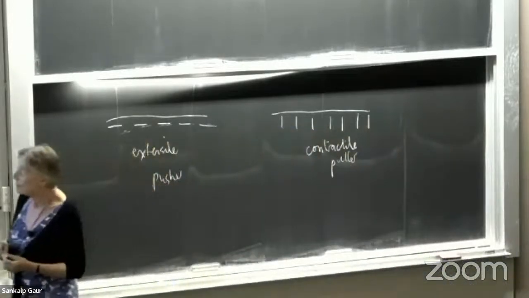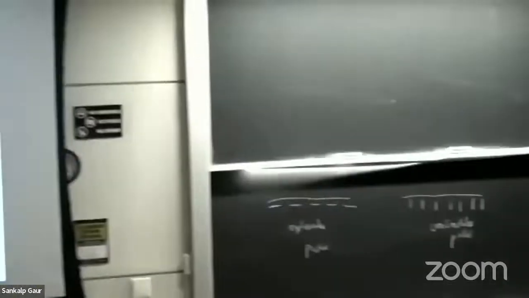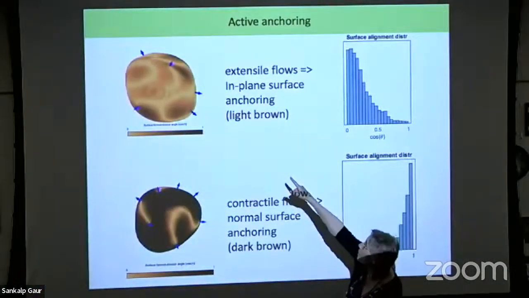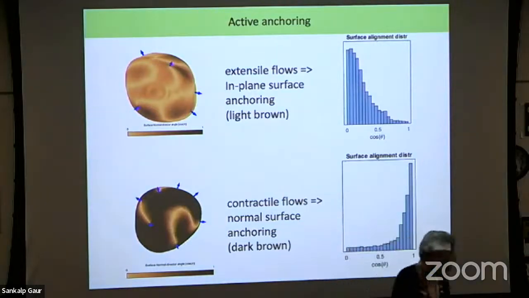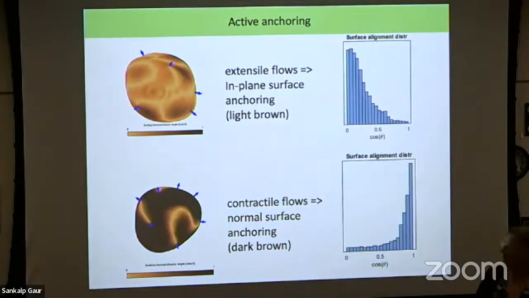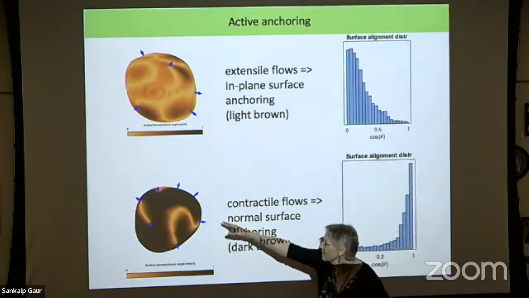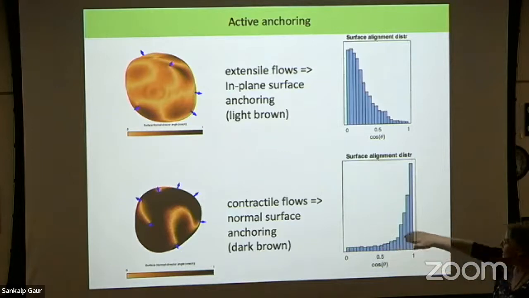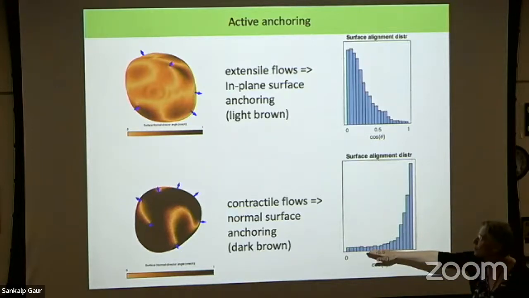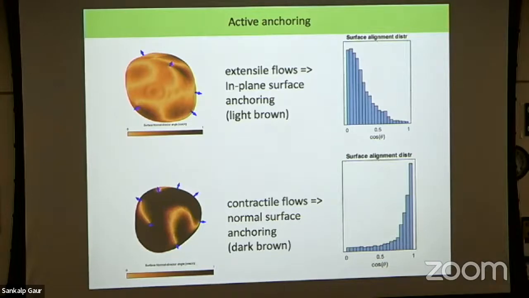So you get a different sort of surface anchoring. The light brown one shows that you have an in-plane surface anchoring if you have an extensile drop. Have it about the right way around? Yeah. And you have this sort of contractile surface anchoring if you have a contractile drop. And this is the distribution of the angle of the director field near the surface. And really, those are just to show this is a large effect. This effective anchoring is a large effect.